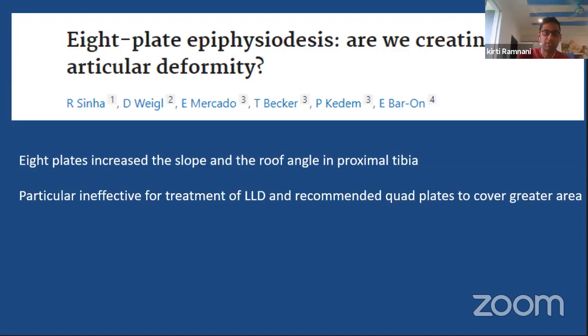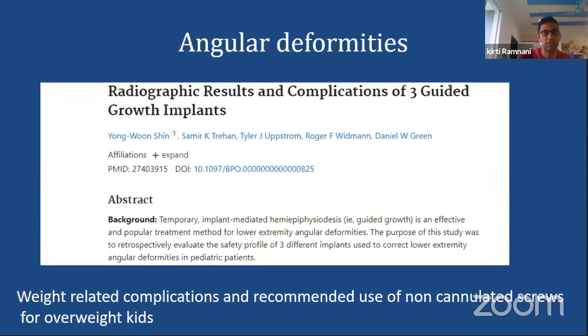of patients. He said that the proximal tibial physis is basically a triangular physis, and that is why this happens. So he recommended that if you want to use tension band plating for LLD, you should use quadrilateral plates to cover more area of the proximal tibia. But they concluded that tension band plating is ineffective for the treatment of limb length discrepancy. So recently there is a consensus that tension band plating for LLD is not a very good choice.